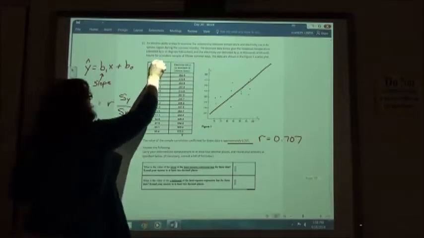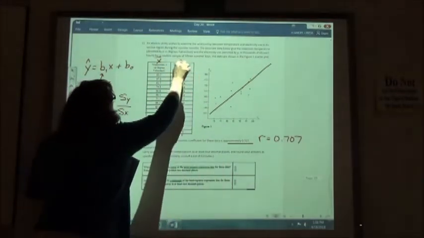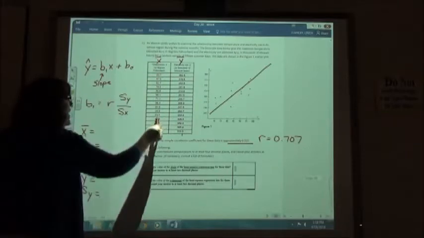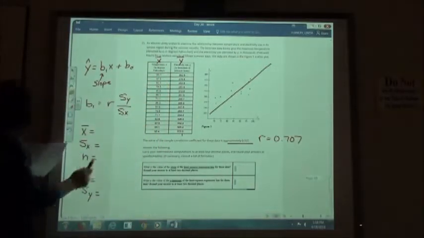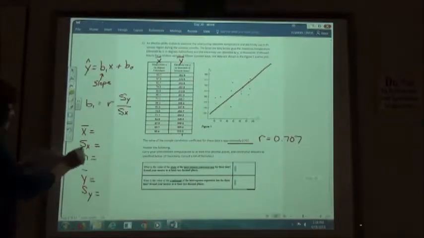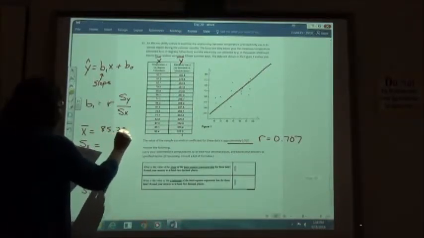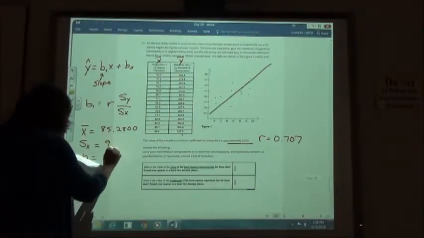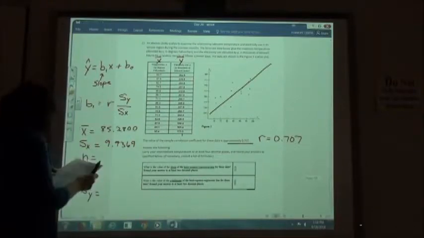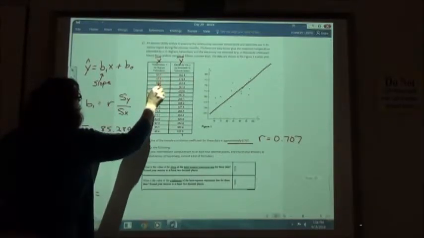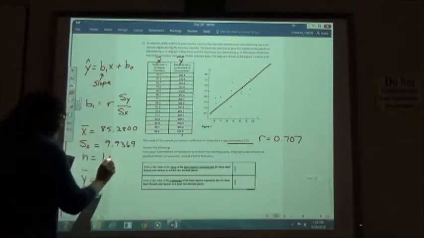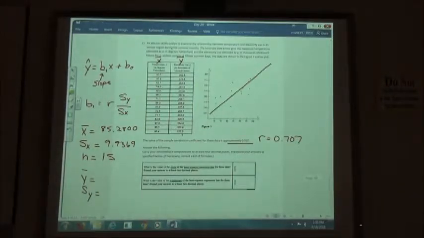So again, I'm going to have my list 1, which I'm going to call my x bar for my mean, my list 2, my y column for my mean. And so separately, I put in my data for list 1, calculated the statistics on that list. My mean was 85.2800, going to 4 decimal places. My standard deviation, 9.9369. And if I counted here, I have 1, 2, 3, 4, 5, 6, 7, 8, 9, 10, 11, 12, 13, 14, 15. 15 numbers on my list, so n is 15.